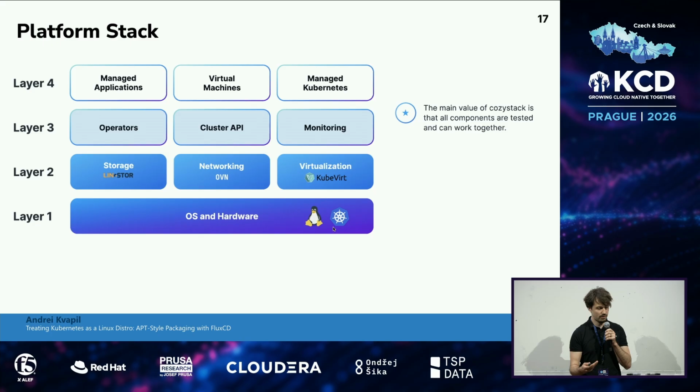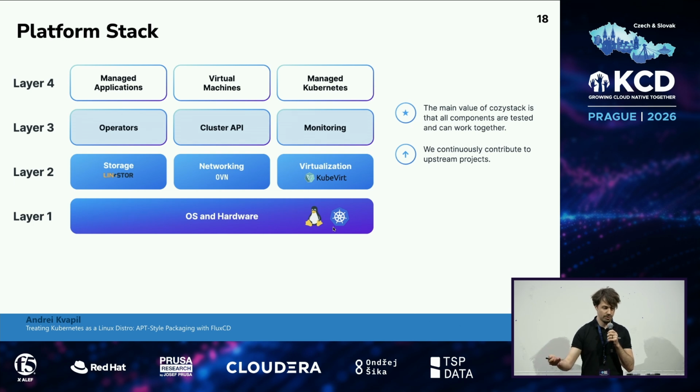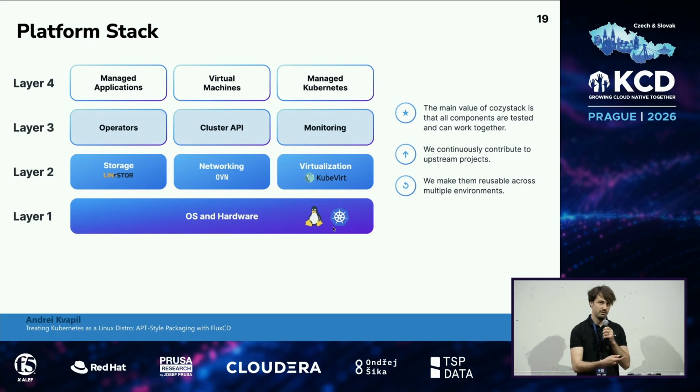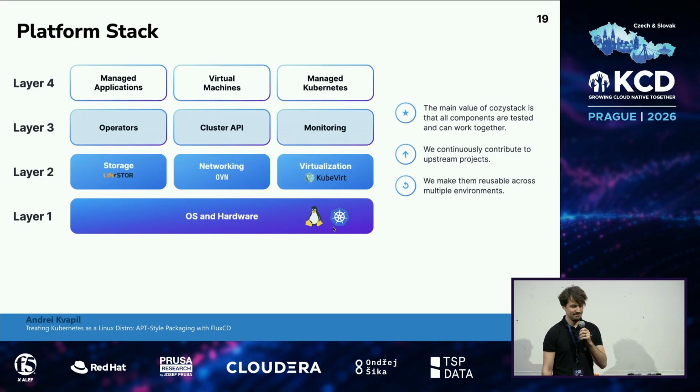The main core value of Cozystack is that we consist of many open source components and we just provide the glue. We make sure that all of these components work together well. So we continuously contribute to upstream projects. If we change anything, we rather go to the upstream project and contribute there instead of implementing it in tree. And we make this stack reusable across various environments. It could be a cloud environment or your own bare metal environment. Bare metal is also very different, so that is kind of challenging.